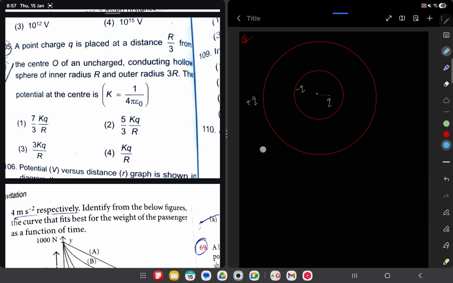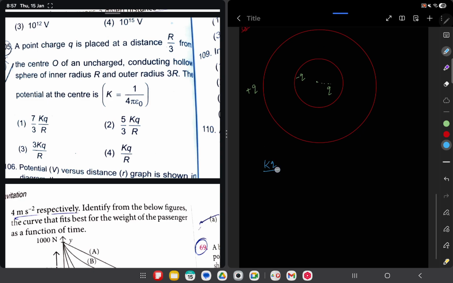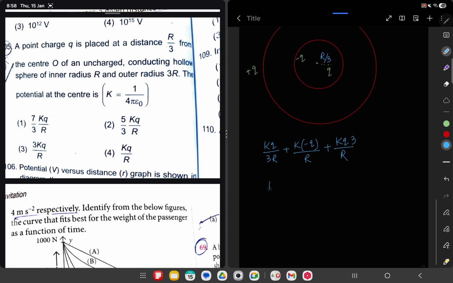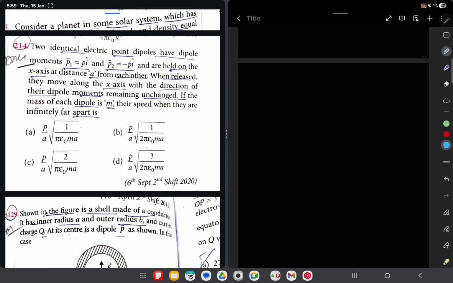For this plus q charge, the potential at the center will be kq by 3r. For the minus q charge, that will be k into minus q by r. And for this q charge, that will be kq by this distance. This distance will be r by 3. So it will be kq by r times (3 plus 1 by 3 minus 1), that is 2 plus 1 by 3, which means 7 by 3 kq by r. This will be the answer. I think we did this question in some earlier videos.